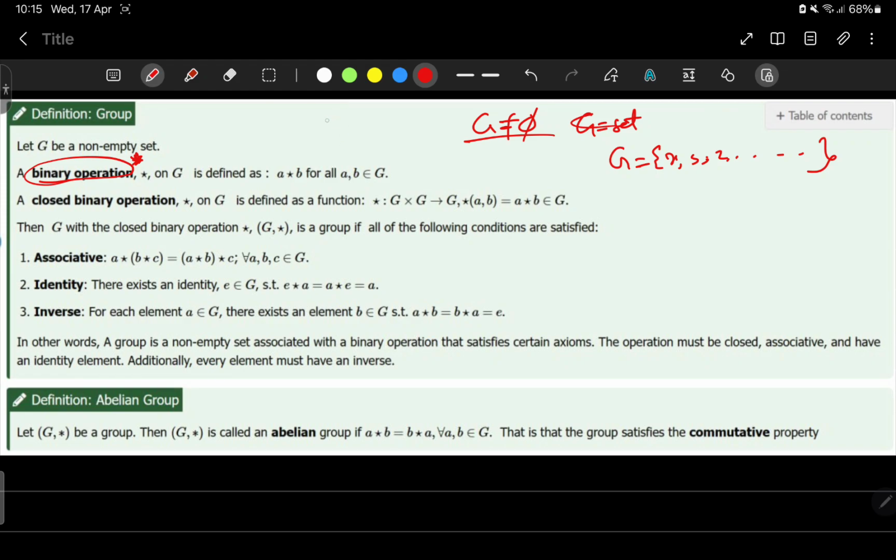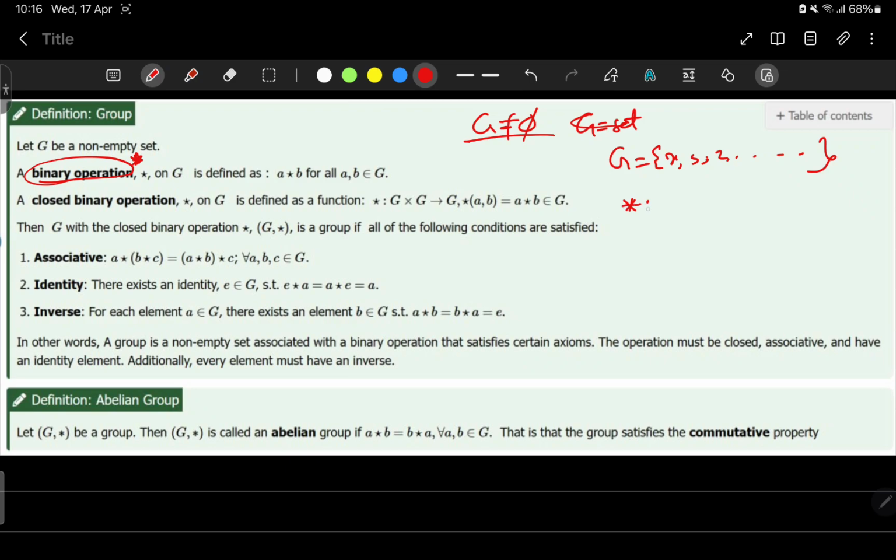From childhood onwards we know plus, multiplication, division. All these you can call operations. Binary operation means it is operating on two operands. Now a closed binary operation is basically a binary operation with some properties. What is that property?